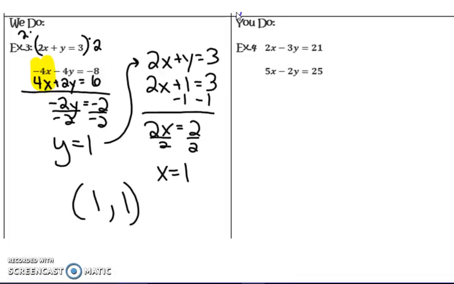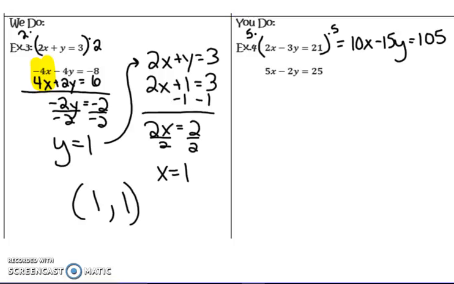Now, if we look at example 4, we're in standard form, and I have 2x minus 3y equals 21, and 5x minus 2y equals 25. If I look at both my x's and my y's, there's nothing pretty as a whole number or an integer that I can multiply one or the other by to get opposite terms. So in this case, we're going to end up multiplying both equations. I'm going to take my top equation, and I'm going to multiply it times 5. The reason I chose 5 is because that's the coefficient of x in my second equation. So if I do that, I get 10x minus 15y equals 105.